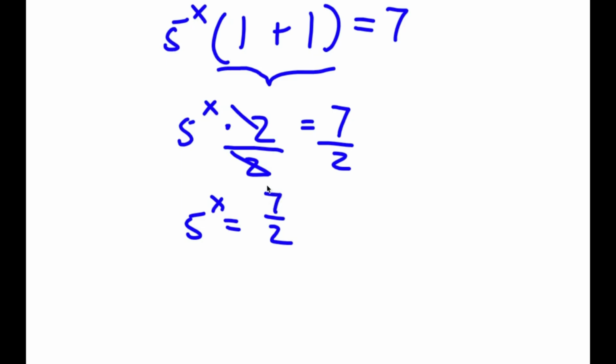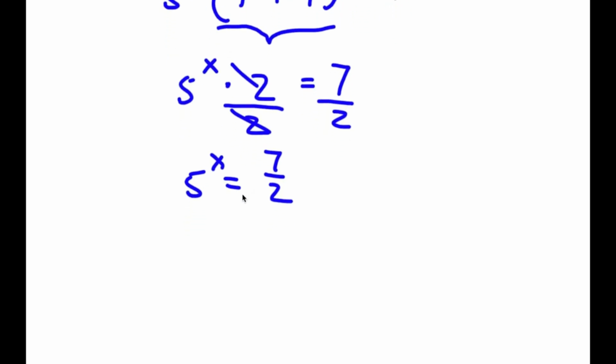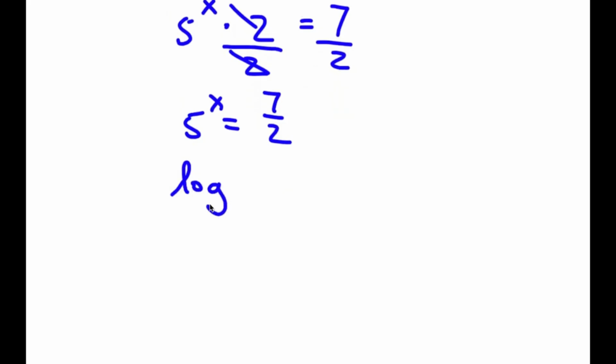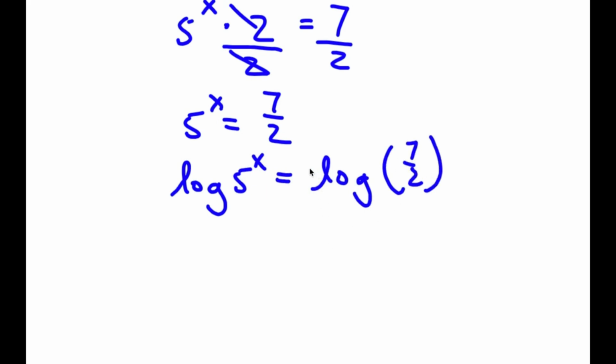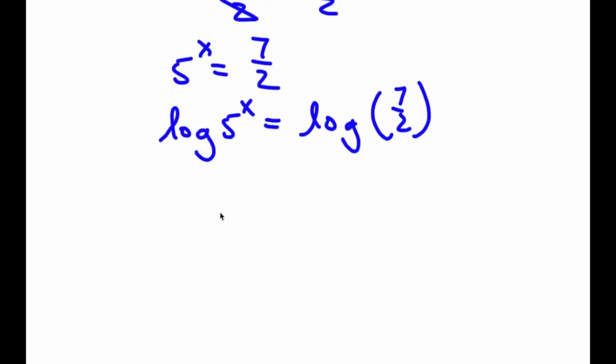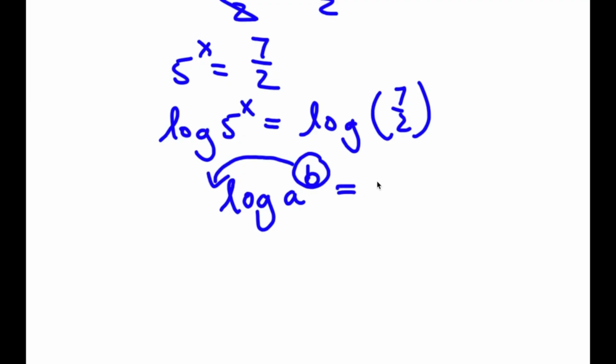Now what I'm going to do is take the log on both sides. So now I have log 5 to the power of x is equal to log 7 over 2. Now, an important property of logarithms is that if I have something in the form log a to the power of b, I can actually move this exponent b to the front of the logarithm. And so this would be equal to b times log a.